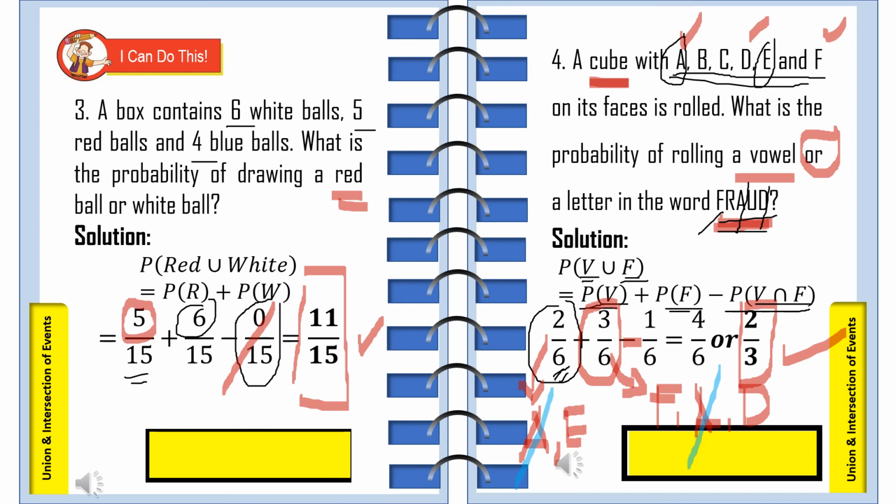Kaya meron tayong 1/6. And then, ayan, addition, subtraction, and similar fractions. So, that's simply add lang natin yung numerators. 2 plus 3 is 5 minus 1, that is 4. So, you have 4/6. And then, lowest term, 2/3. And that's it. Tapos na tayo. Okay, that's the end of our tutorial about solving the probability of the union intersection of two events.